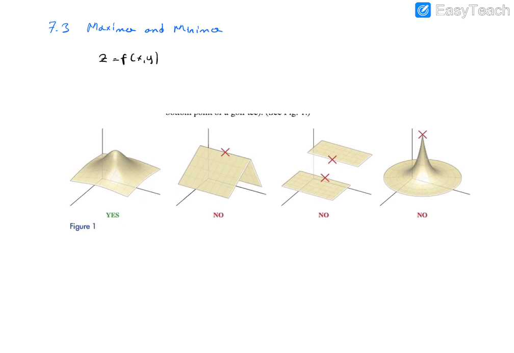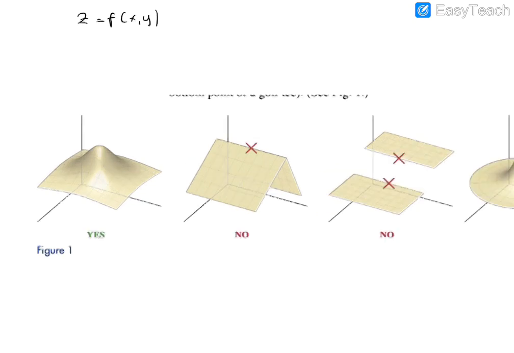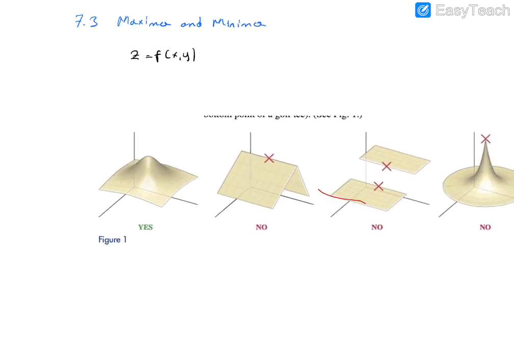What does it mean for f of a, b to be a local maximum or local minimum? We say that f of a, b is a local maximum if there exists a circular region in the domain of f centered at a, b such that f of a, b is bigger than or equal to f of x, y. Let's interpret this result.